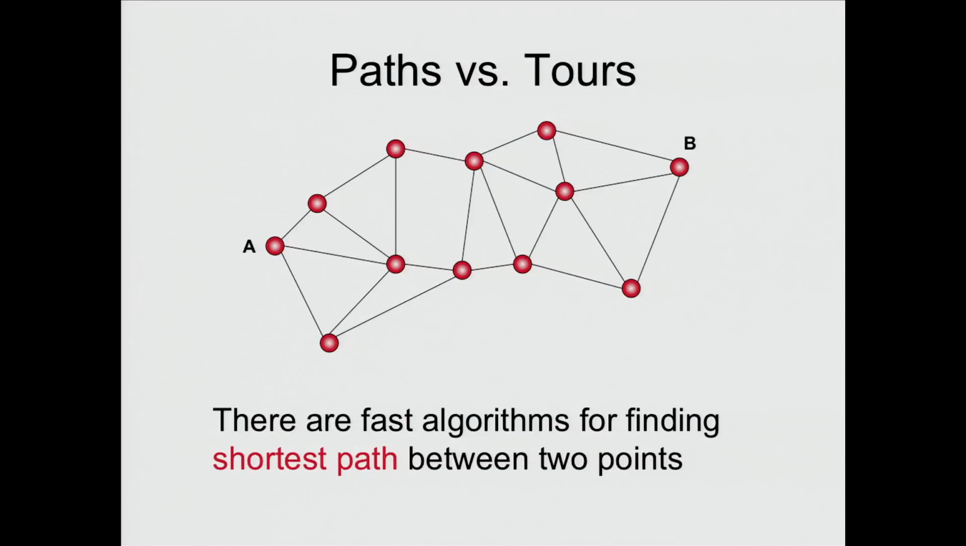That's what I asserted at the beginning. Leonard mentioned something about that in the introduction. There are fast algorithms for finding the shortest path between two points, and this is how we have mapping applications that work well. So we can find a path like this.